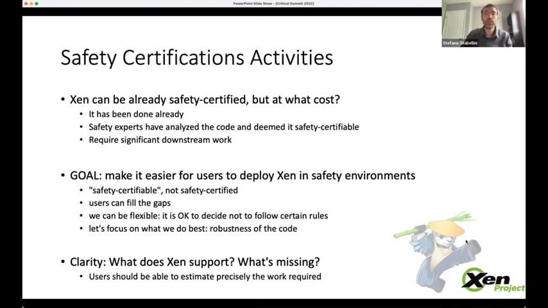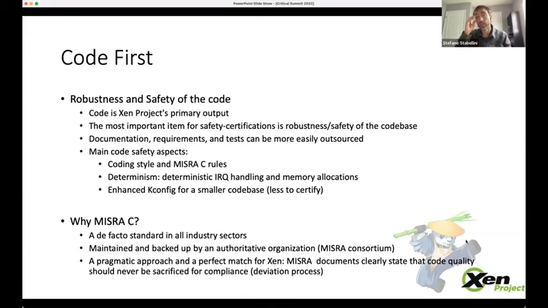And we're starting from the code. Why starting from the code? The safety certification has a number of requirements that go beyond the code itself, such as docs and testing and requirements. But the code is for sure the main output of the Xen project, the main focus of the Xen community, and also the thing that we are most expert on. While other things such as docs, requirements, and tests are easier for somebody that's not necessarily very familiar with Xen, but knows about safety certification, to do and to write.